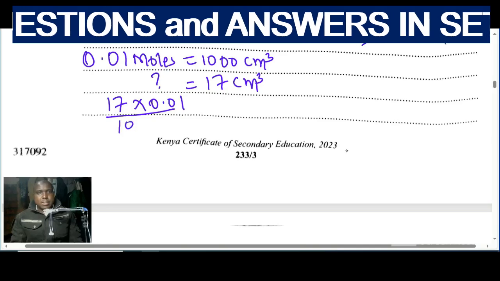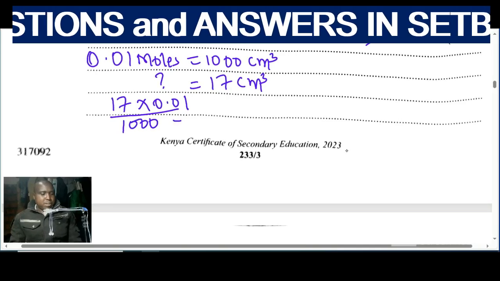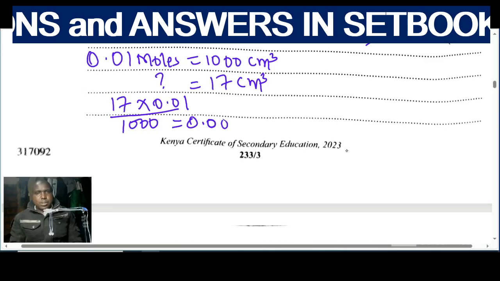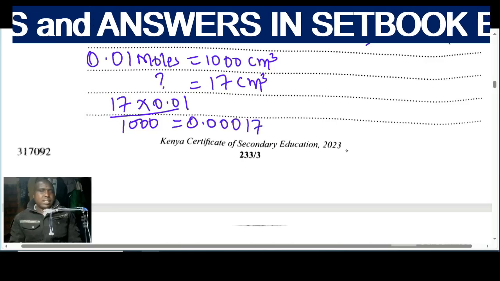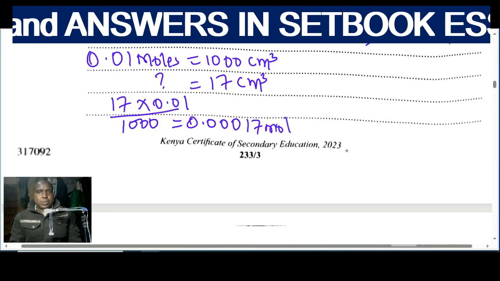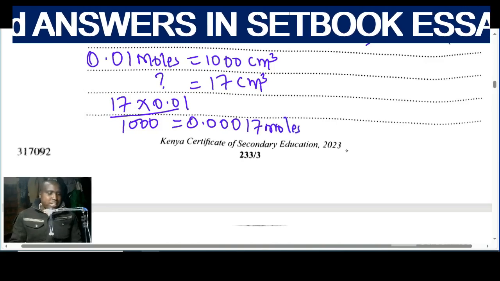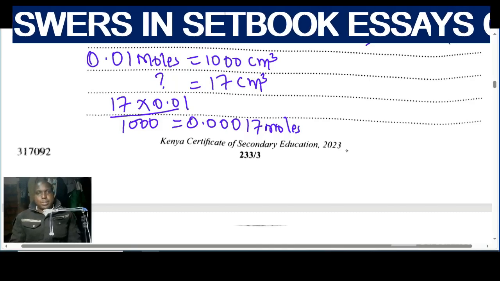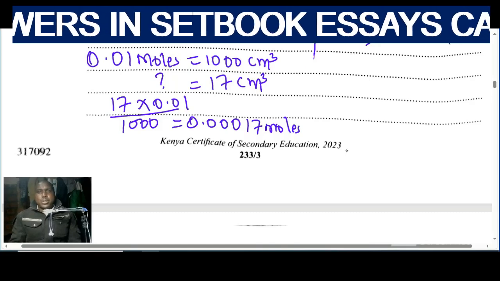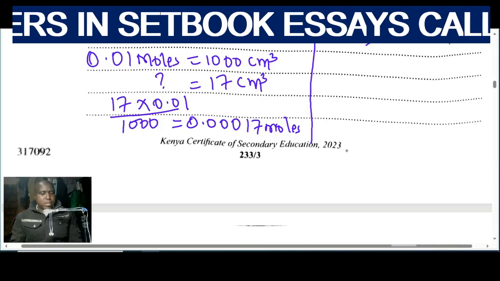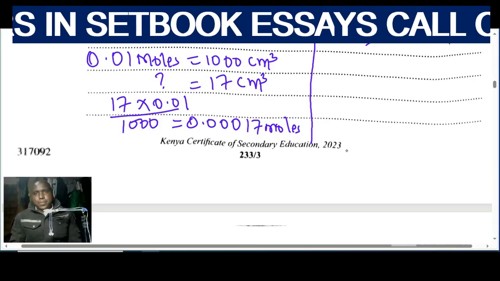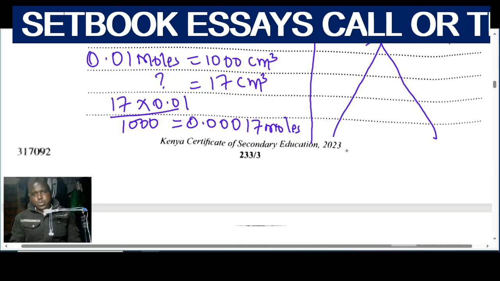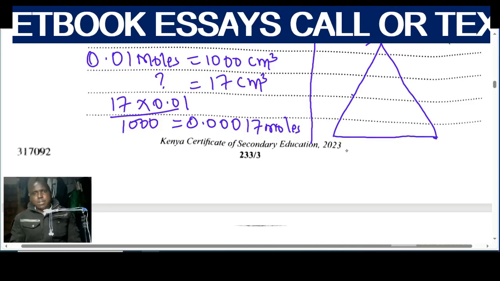Yes. So we will say it is 17 times 0.01, you divide by 1000. And this one will give us 0.00017 moles. So the number of moles of solution D that reacted is 0.00017 moles. That is not the only way you can do it. You can use a formula. There's a formula that I usually give here most of the time. There's a triangle I usually give here. That is method 2. You can use this one.